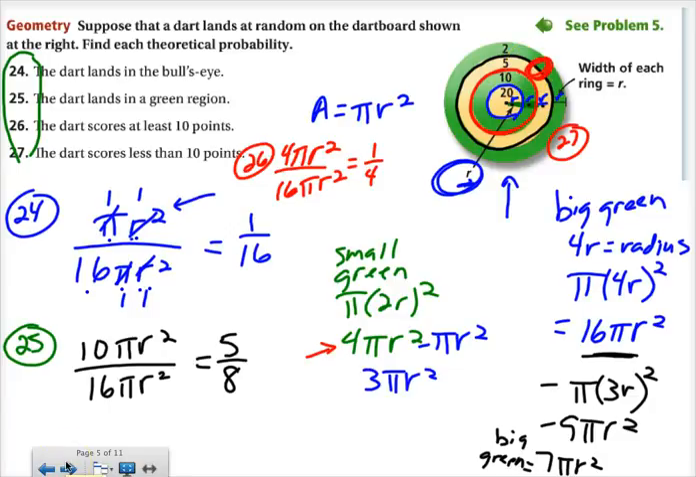Or, here's the easier way to think about it. In 26, we just said to score at least 10 points, that's going to happen 1/4 of the time. So instead of overthinking this one, we could just say, if 1/4 of the time you're going to get 10 or more points, and that's what at least 10 means, then how many fourths are you going to get less than 10 points? Well, it's going to be 3/4. So 1/4 of the time you'll get 10 or more points, means 3/4 of the time you're going to get less than 10 points. So we could have done a whole lot of math for that one too.